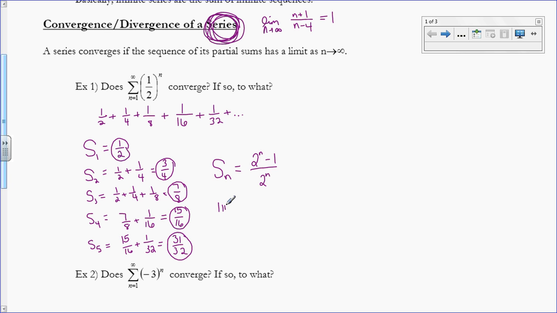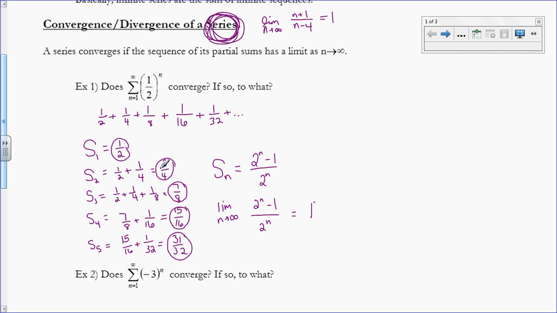So what's the limit of the sequence of partial sums? What's the limit as n approaches infinity of (2 to the n minus 1) over 2 to the n? As n goes to infinity, I get infinity over infinity. But really, aren't these the same thing? This is like when you have the same degree on the top and the bottom. I'm just going to look at the ratio of the coefficients, which is 1.